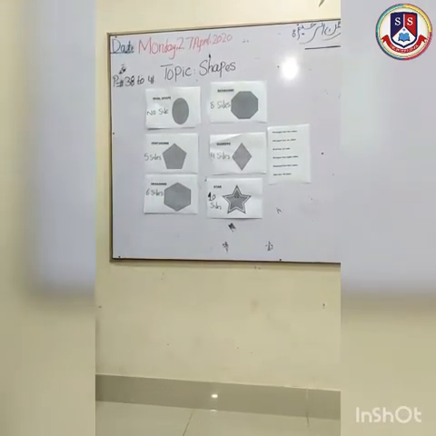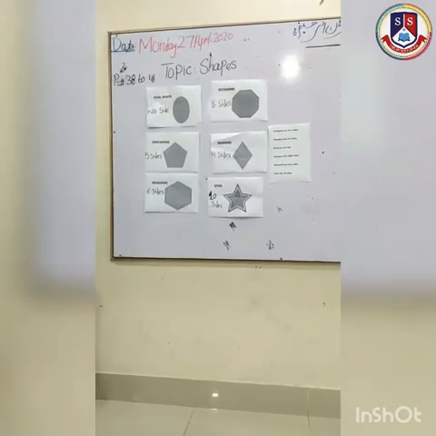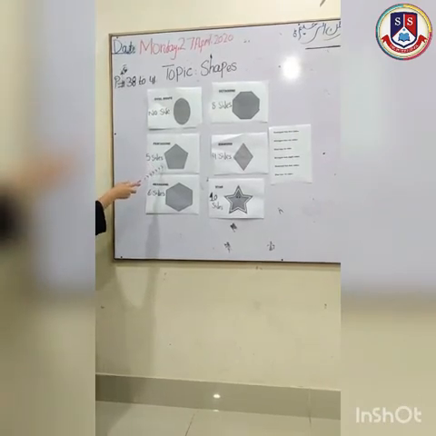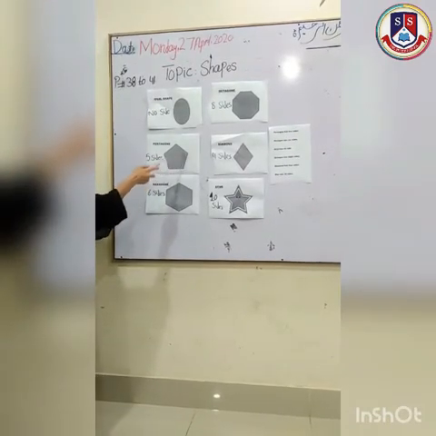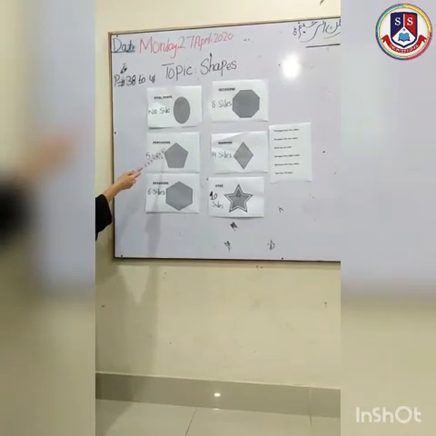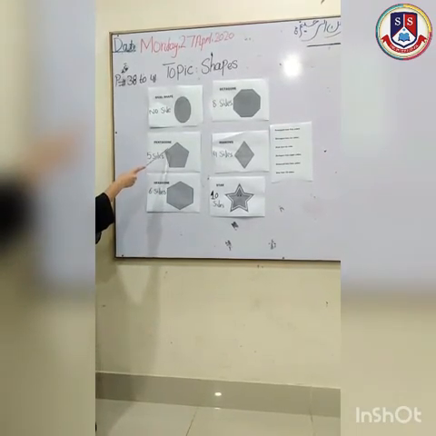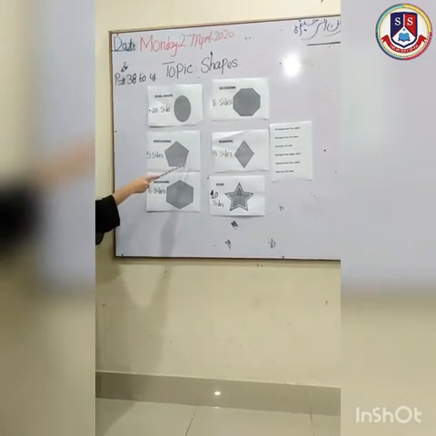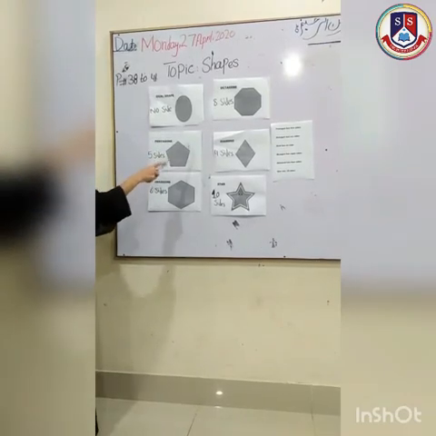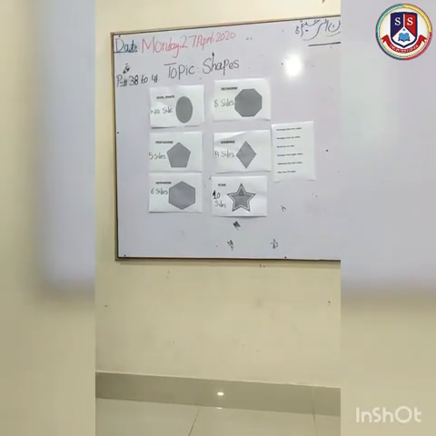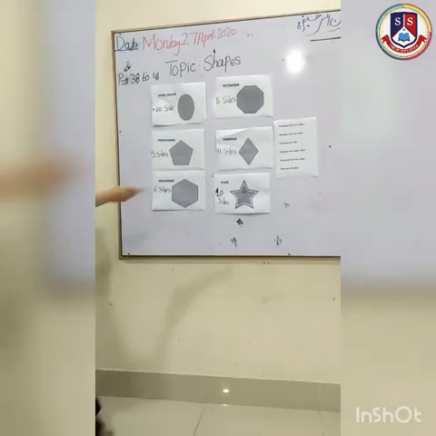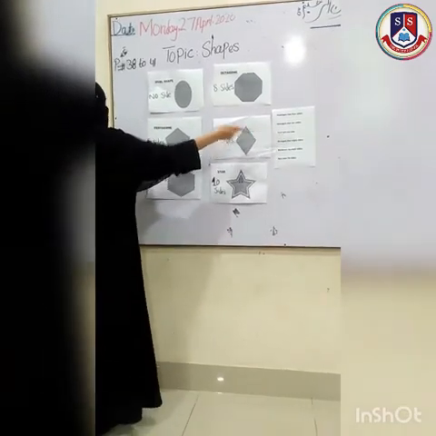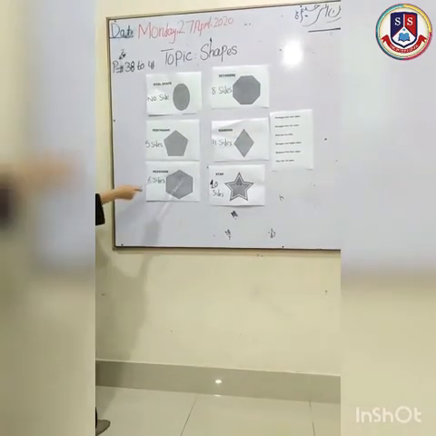Next one, pentagon. So let's start from here. Pentagon has 5 sides. It has 5 straight sides which are joining to each other. First to second, second to third, third to fourth, fourth to fifth. So these are 5 sides. Pentagon has 5 sides. Oval has no sides.